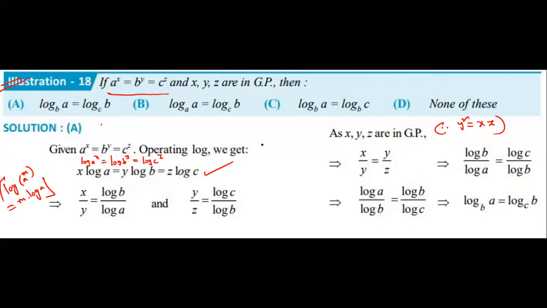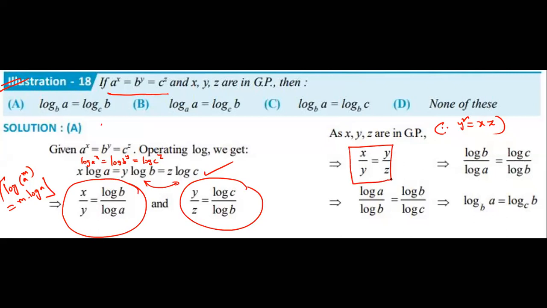Now, so take any two combinations. We can get like this: x by y is equal to log b by log a, or y by z is equal to log c by log b. Cross multiplication. Fine. Now come to the point. x by y is equal to y by z. That is the definition of GP. What is this value? Both are same.